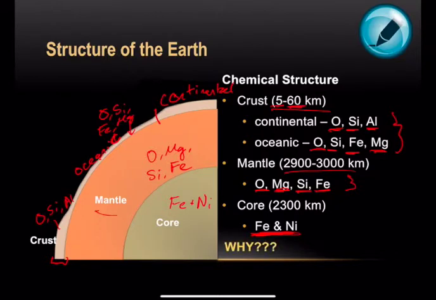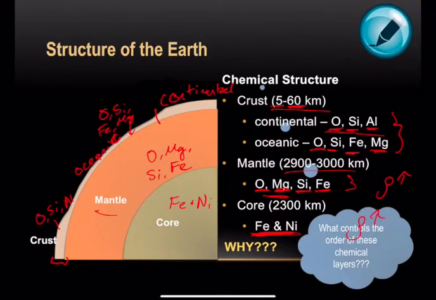All right, why do we have the elements where they are? It comes down to density again, right? Oxygen, silicon, aluminum. Aluminum is slightly lower density than iron and magnesium. Magnesium is actually higher density than silicon, so when we go down to the next layer, it's getting more dense. Density is increasing. And then we get to iron and nickel, and density is increasing one more time. Remember, rho means density.